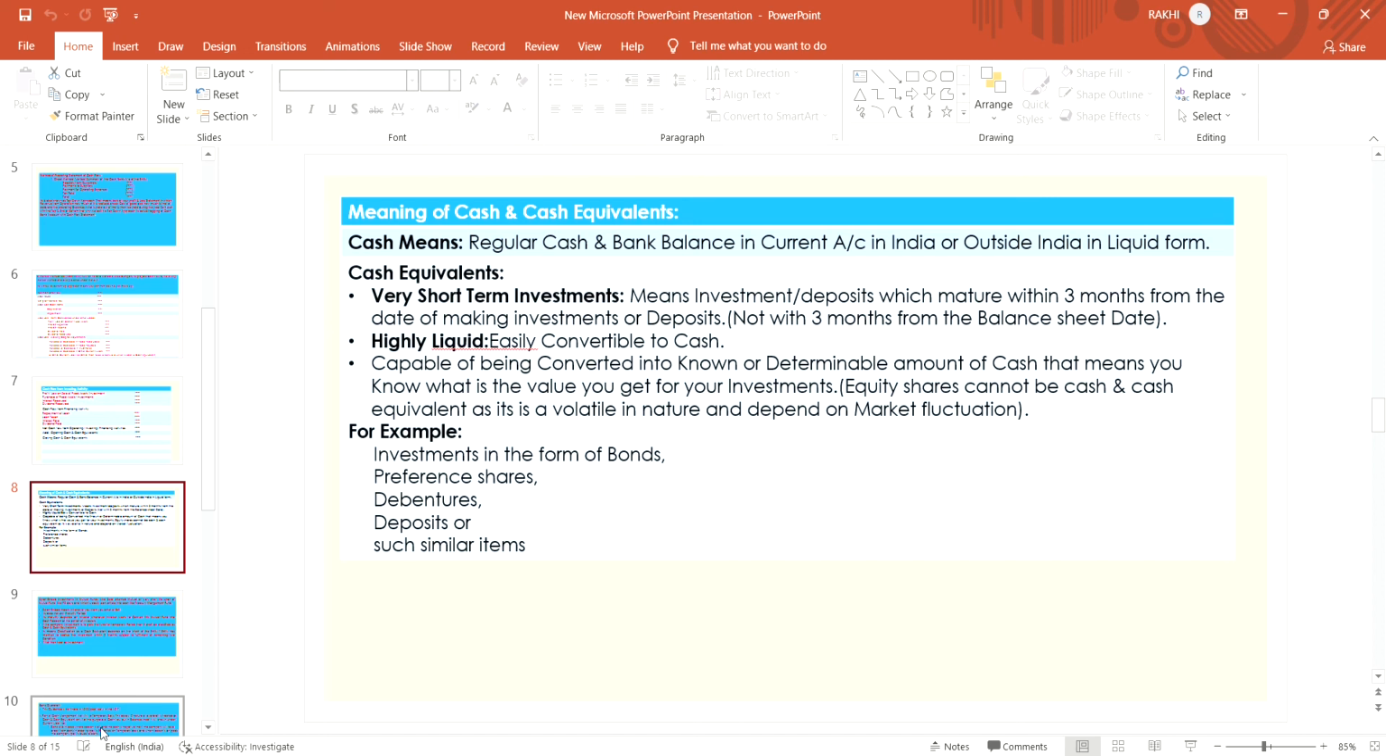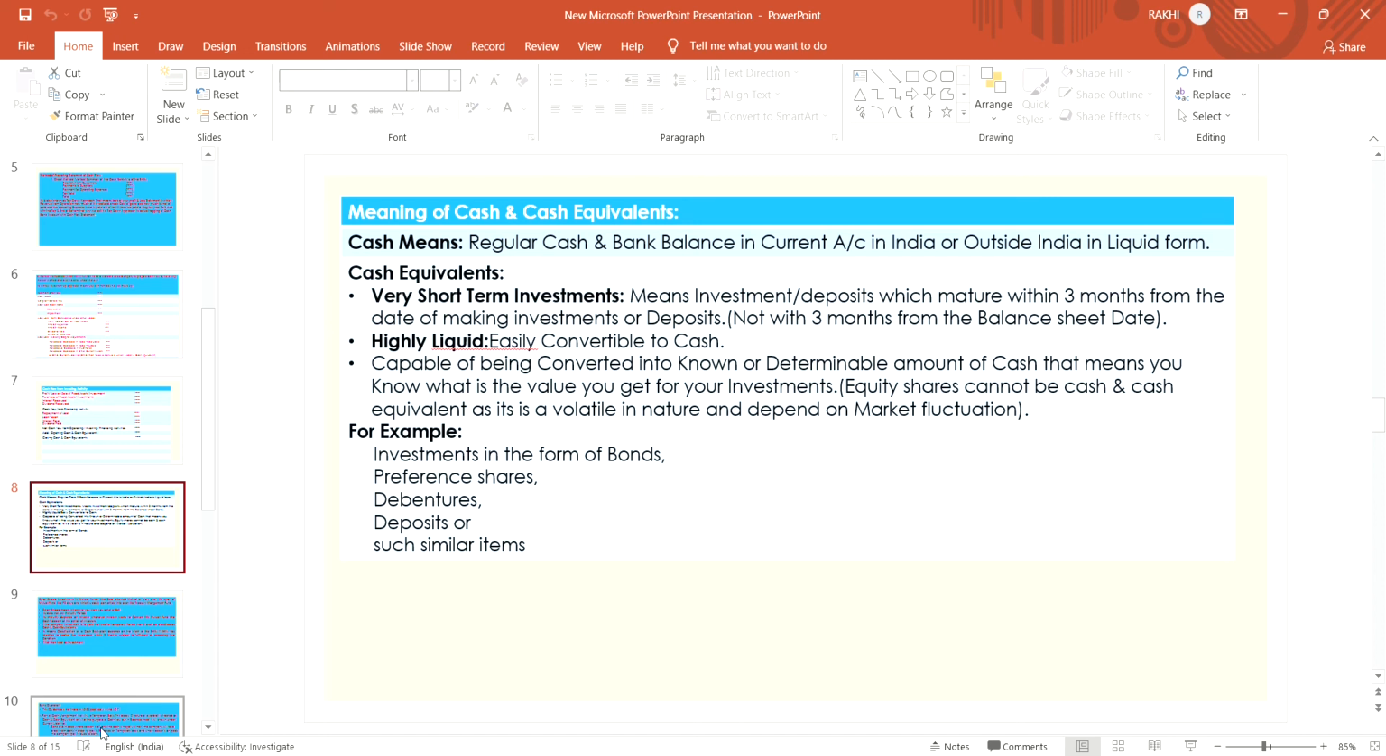From the date of making investment, that is from Jan, Feb, March, it will be 3 months. It will mature in April, so it is over the 3 months, a period of 4 months for maturity. So it is not a cash equivalent. We will check from the date of making the investment, not from the date of balance sheet.